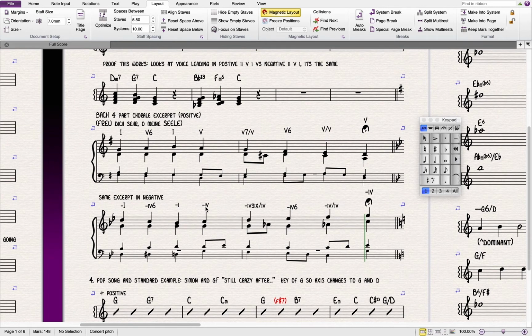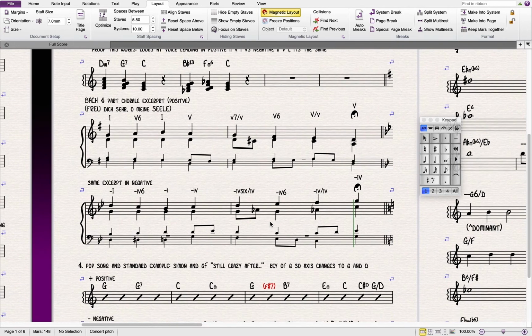One more thing to note about the Bach chorale before we move on is that you'll notice it's negative 4 minor 6 of 4. So it's not 5/7 of 5, it's 4 minor 6 of 4, right? Because the 4 with the minor 6 is taking the place of the dominant. So just keep that in mind.